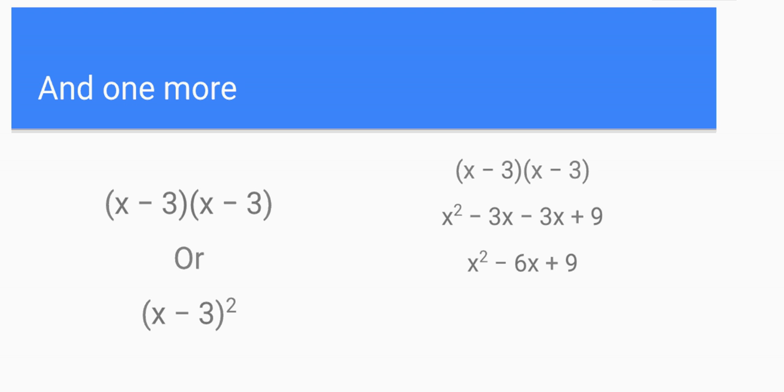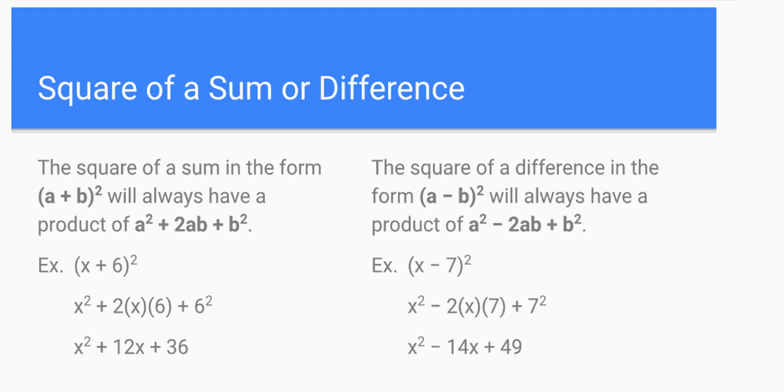This is what's called the square of a sum or a difference. And you might have noticed this. We've got two different examples here. If you're squaring x plus 6, like we are in that left-hand example, the first term is always going to be the first term squared. The third term is always going to be that 6 squared. That middle term is going to be 2 times the product of x and 6.